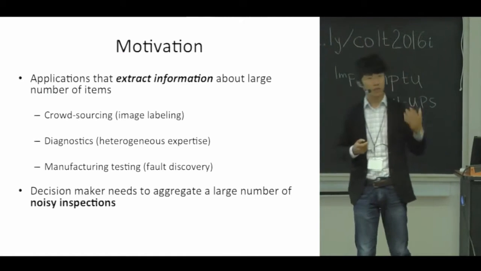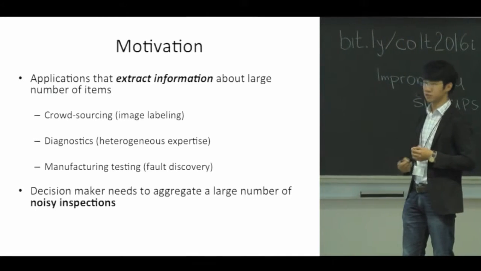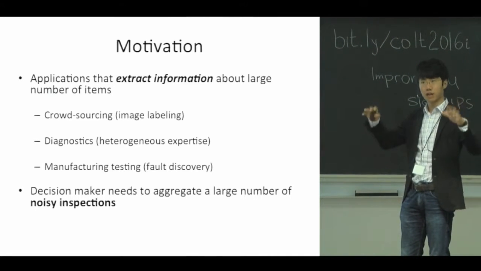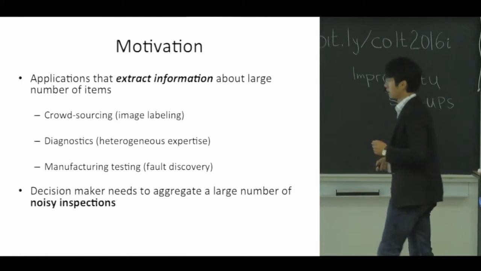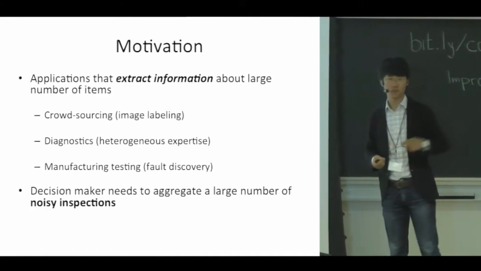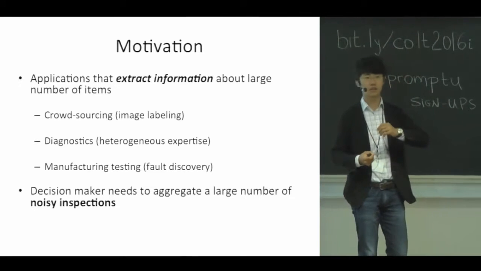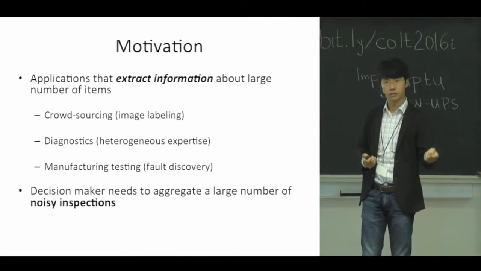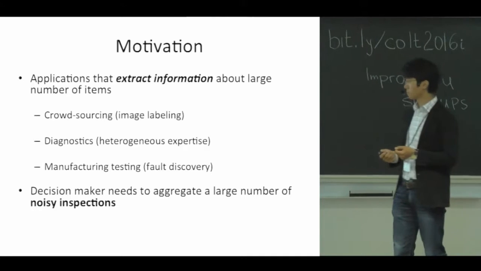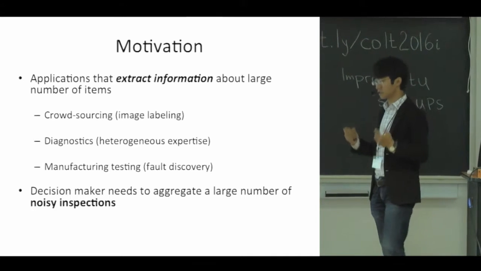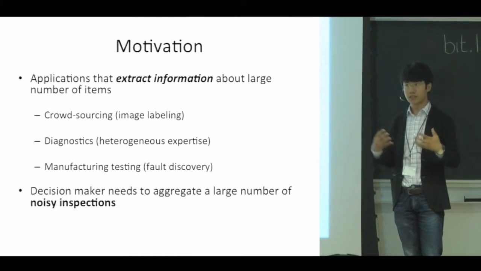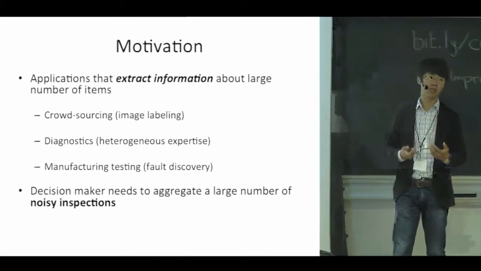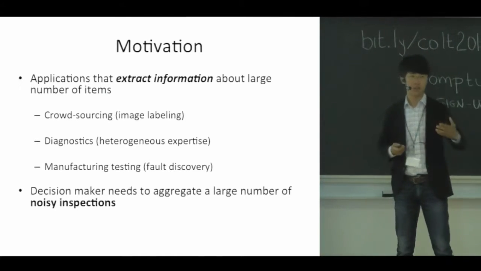The same system can be thought of in the context of medical diagnostics. We might be sending the files of patients to different specialists with the hope of identifying the disease for each patient. Or manufacturing testing, where the items go through a bunch of machines to identify what kind of fault it is and how to do that efficiently. In all of these examples, the decision maker is trying to aggregate information, even though the information is noisy, and hopefully as a result of aggregation, we can achieve accurate classification.